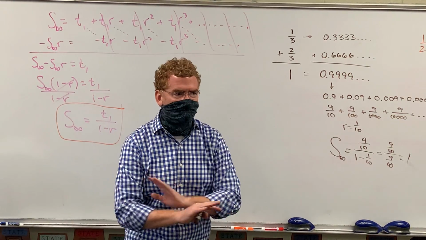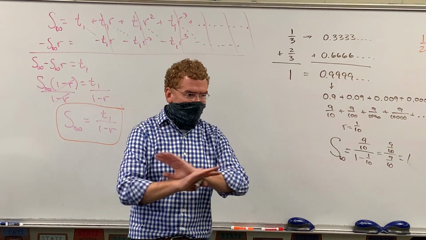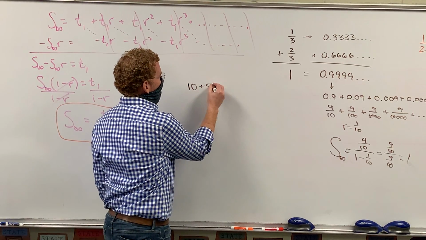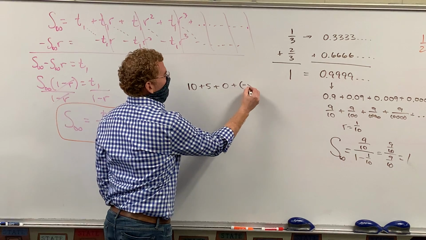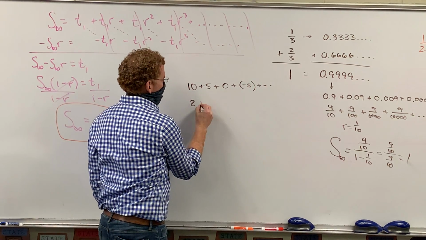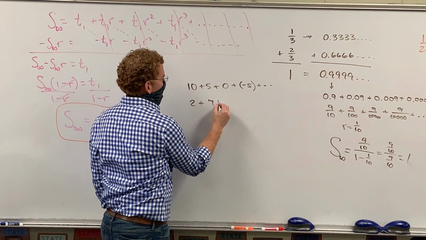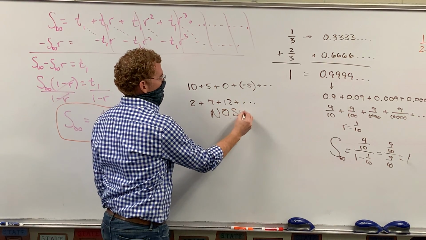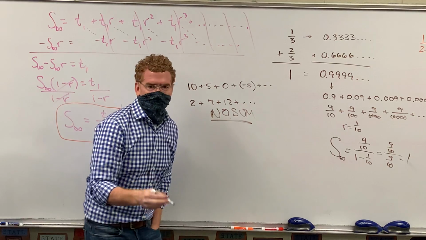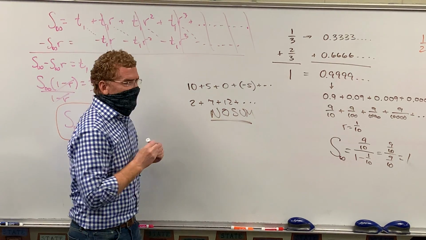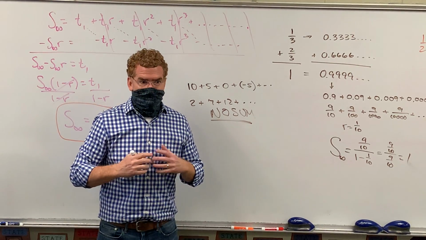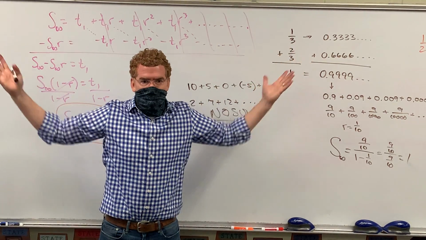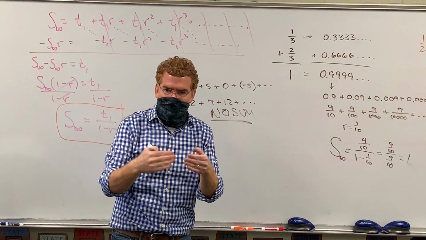You cannot add infinite arithmetics. If I ever say 10 plus 5 plus 0 plus -5, whatever, or 2 plus 7 plus 12 plus, you can't add them. No sum. There's arithmetic. There's no way. Why? Because the values are diverging. They're getting bigger and bigger and bigger, as opposed to converging on a single value.